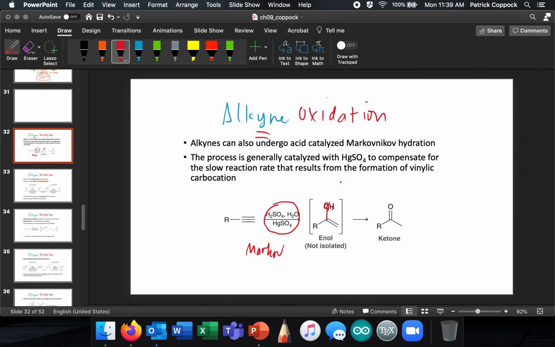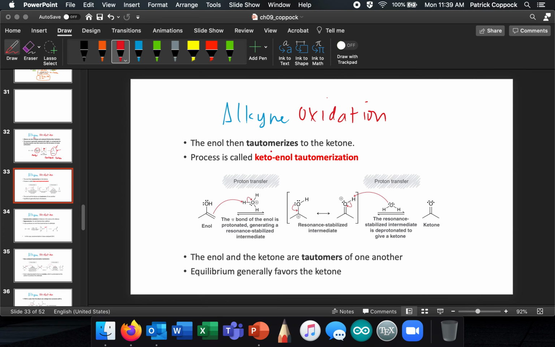But here's where it's different. It's different because this is actually not nearly as stable as this. And so what happens is this goes through a process called tautomerization. These are tautomers of one another. And it turns out since this is much more stable, this is what happens. This is an acidic solution. We make the hydroxyl here, and then boom, this is what we find in the end. Here's how it happens. There are my tautomers.